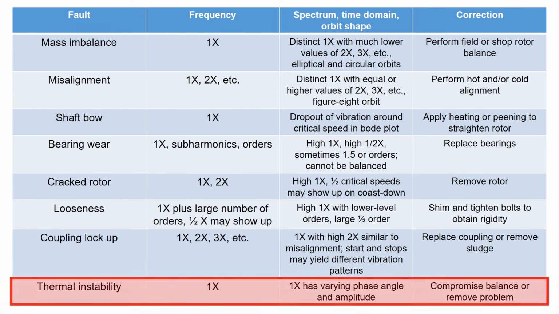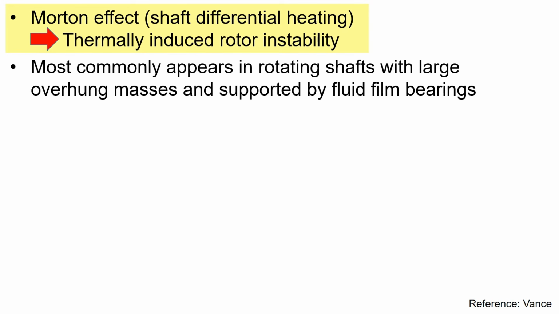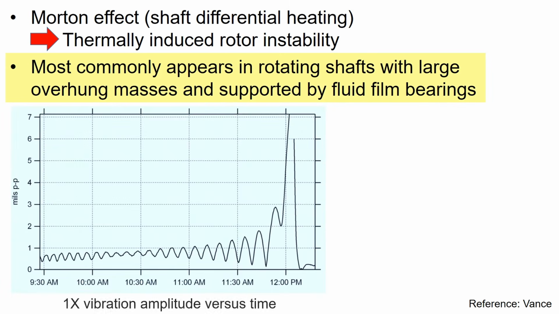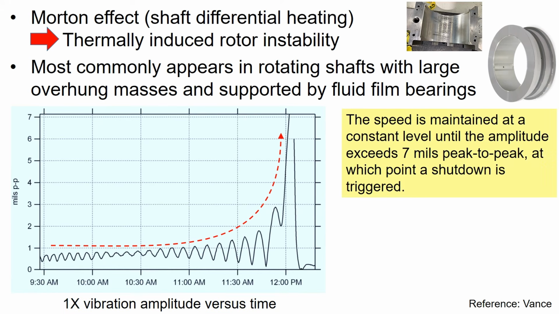Now let's look into thermal instability. Morton effect is thermally induced rotor instability. Most commonly, it appears in rotating shafts with large overhung masses and supported by fluid-filled bearings. The figure on the bottom shows the 1x vibration amplitude versus time. The machine speed is maintained at a constant level until the amplitude exceeds 7 mils peak to peak, at which point a shutdown is triggered.